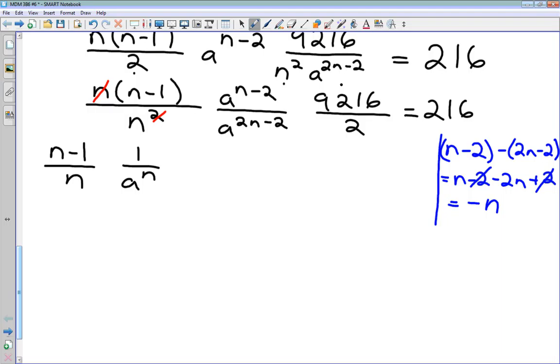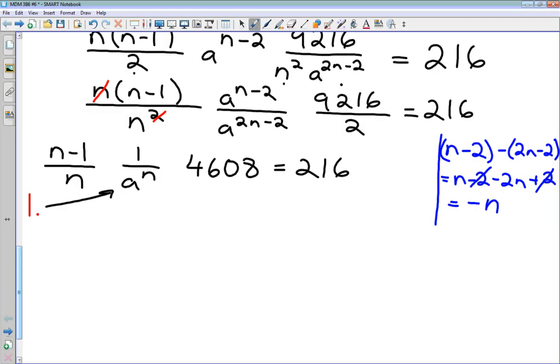And then 9216 divided by 2 is just 4608. This whole thing is equal to 216. So we've gotten rid of b in equation 3. We still have n, and we've got a to the n here. But remember, if we go back, equation number 1 told us that a to the n was equal to 16. So let's sub that in right here.